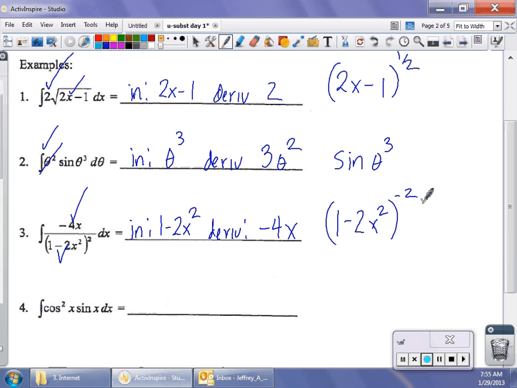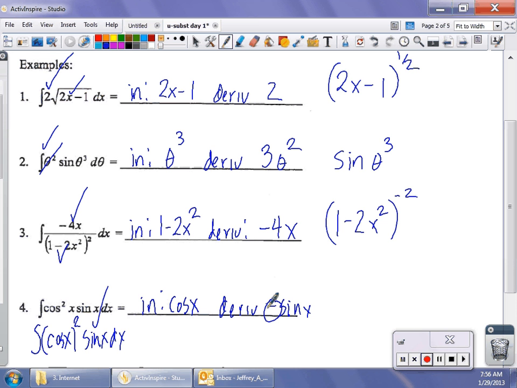Now, in number 4, you have to be careful. Remember, this is the same thing as the cosine of x, quantity squared times sine x dx. So the inside function is cosine of x, and the derivative of cosine is negative sine x. Now, we have sine x, but we don't have a negative, so we would have to figure out what we're going to do to get that negative in there. And then once we do, we're again basically finding the antiderivative of cosine of x squared. And we know that the outcome would be the opposite of that to take care of that negative.